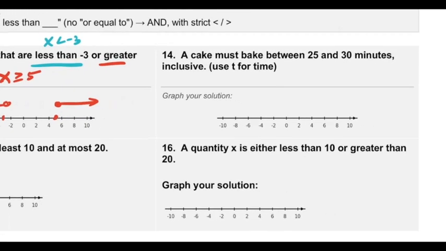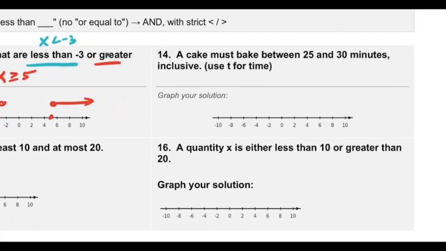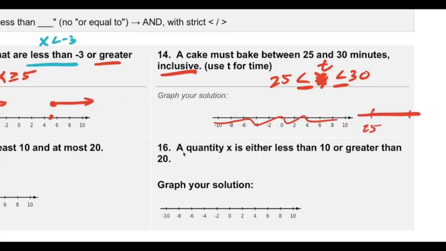Over here, a cake must be baked between 25 and 30 minutes, inclusive. So inclusive means we're going to include the lines. So we have t is between 25 and 30, and we want to include the lines because it's inclusive. I'm going to use t for time. So instead of my x, I should use t. And we're going to graph it. This number line does not work, so I'm just going to draw it. 25, 30, and then we are between those 2 closed circles.